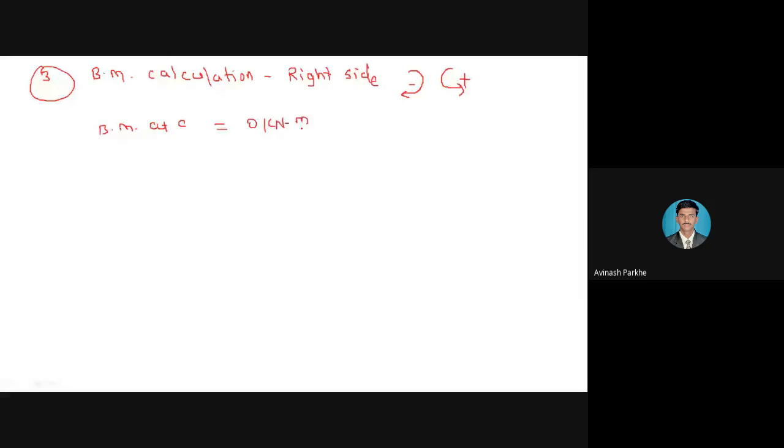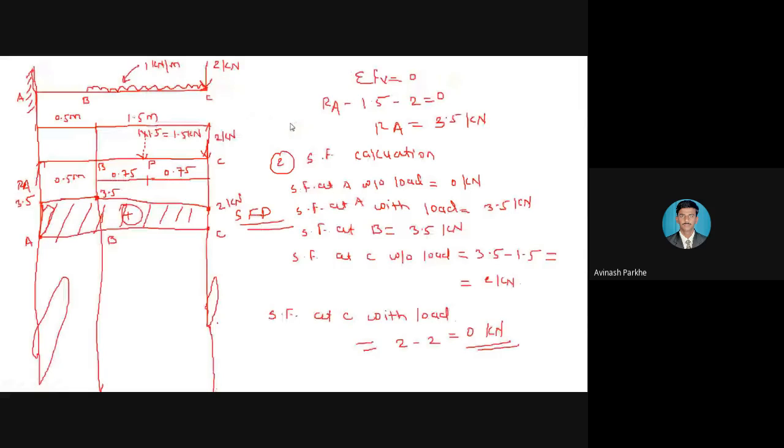Then bending moment at point B, how many forces are present to the right side? 2 forces are present. Which are those? One is the point load of 2 kilonewton, and the distance between point B and C is equal to 1.5 meter, and it is rotating clockwise. Therefore, you have to take minus 2 into 1.5, and one more point is present, that is the UDL we have converted into the point load, its magnitude is 1.5, and the distance between point B and P is equal to 0.75 meter.